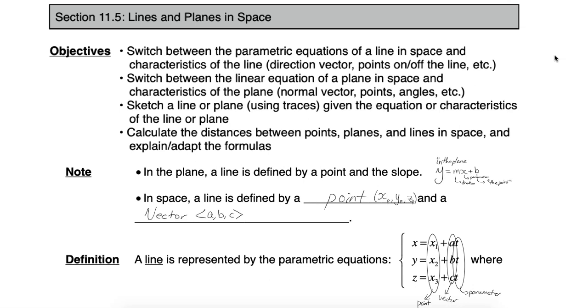So a note to start with is that in the plane, we define a line with a point and a slope, typically. In space, however, that's not quite enough because the slope doesn't define it exactly. There are many lines going through one point that have a specific slope. What we need is a point and a vector. We call this vector a direction vector.